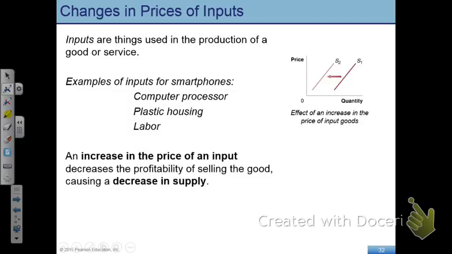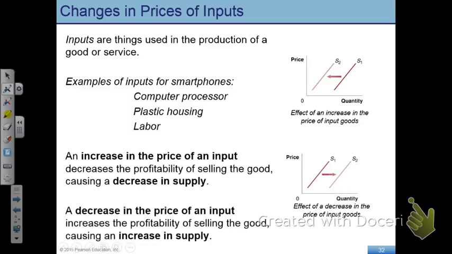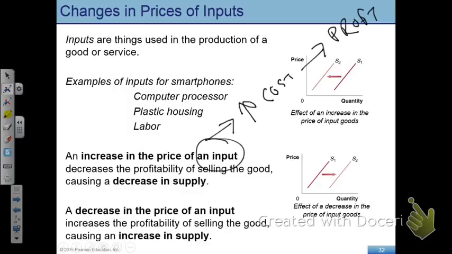Anytime there is an increase in the price of an input, what happens? Imagine that a producer is using a wide array of factors in the production process. Whenever the price of one of the factors increases, his cost of production increases. So an increase in the price of input is going to increase cost. And whenever cost increases, profit goes down. Okay, that's the basic intuition.